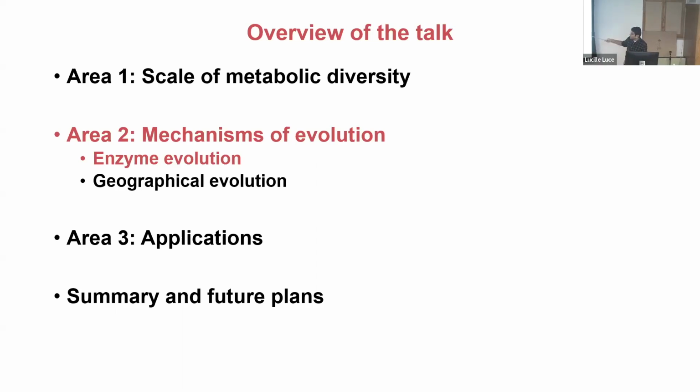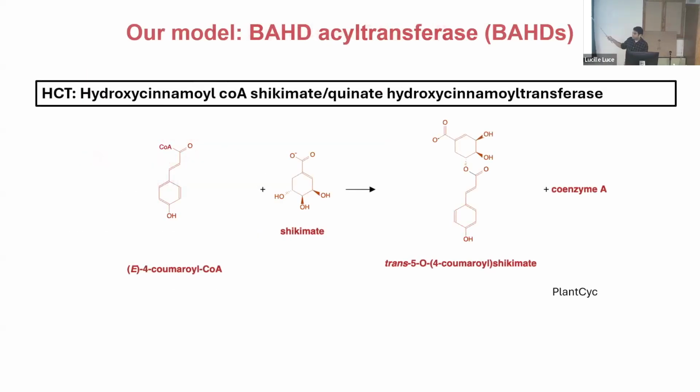So for looking at enzymes, these are the contributors, the main drivers of metabolic diversity, right? We focus on an enzyme family called BAHD acetyltransferase. And this enzyme HCT, which is a BAHD, does a simple reaction of transferring this acyl group to a hydroxyl or an amine group on the acceptor.